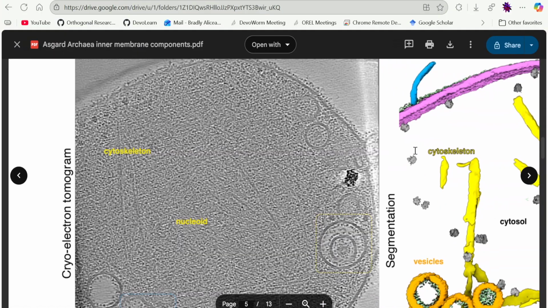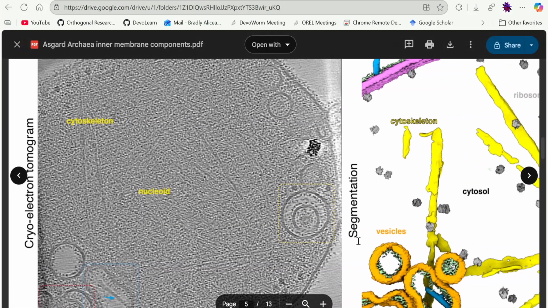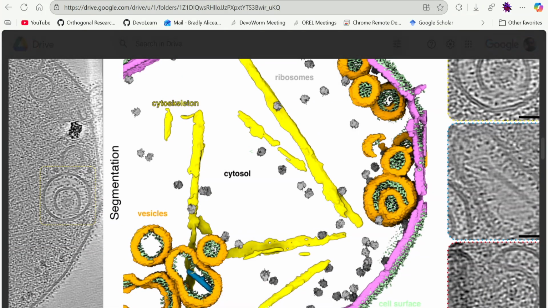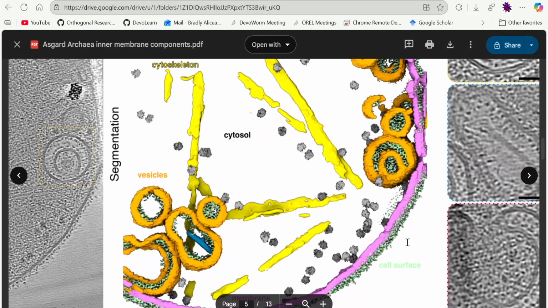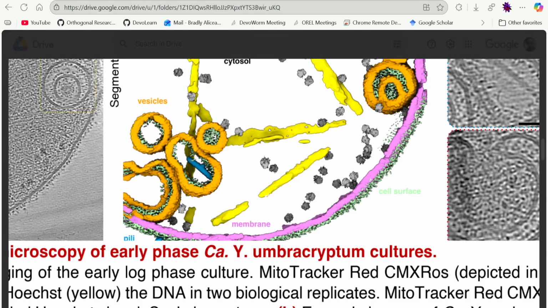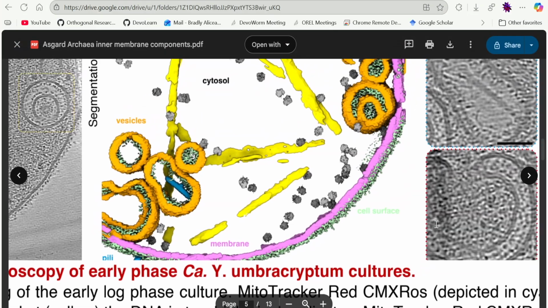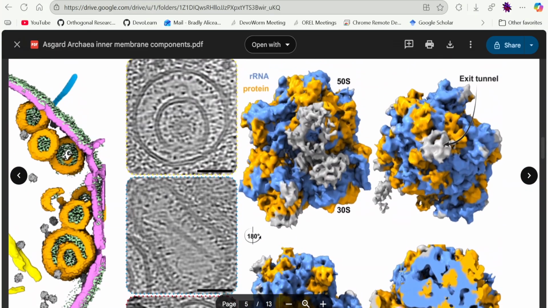So again, this is early stage culture. Here's the nucleoid, there's a cytoskeleton, vesicles, and then you can see the segmented model where you have the vesicles, the cytosol, the cytoskeleton, the ribosomes, and then the outer membrane, which is the cell surface here, and the outer membrane here. Okay, so that's the segmentation model.